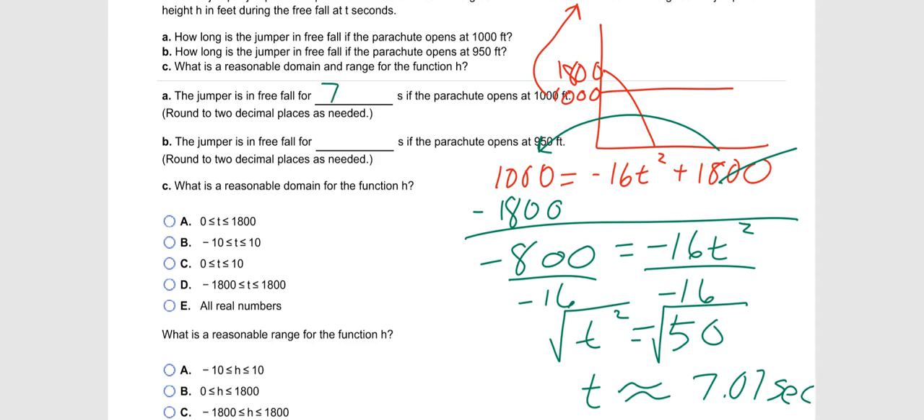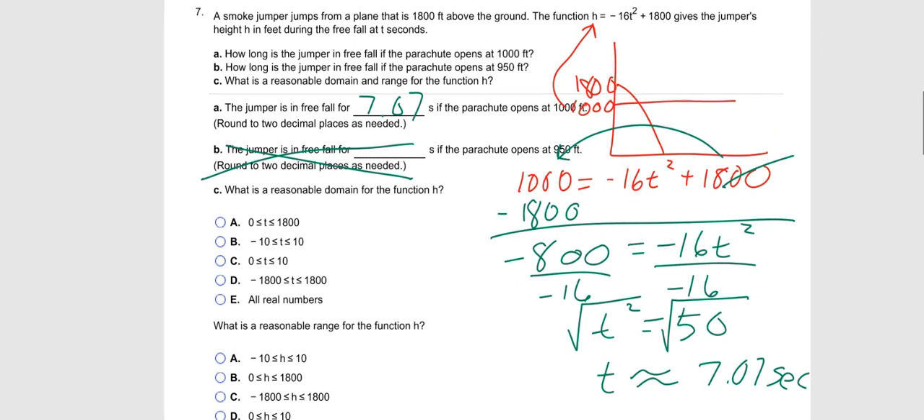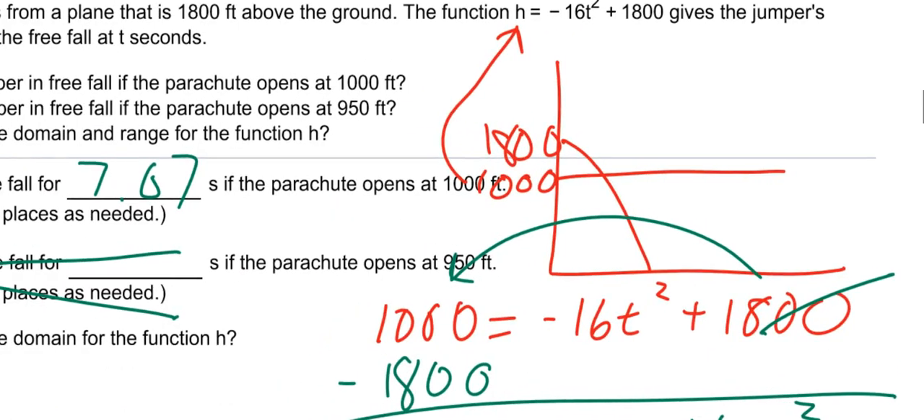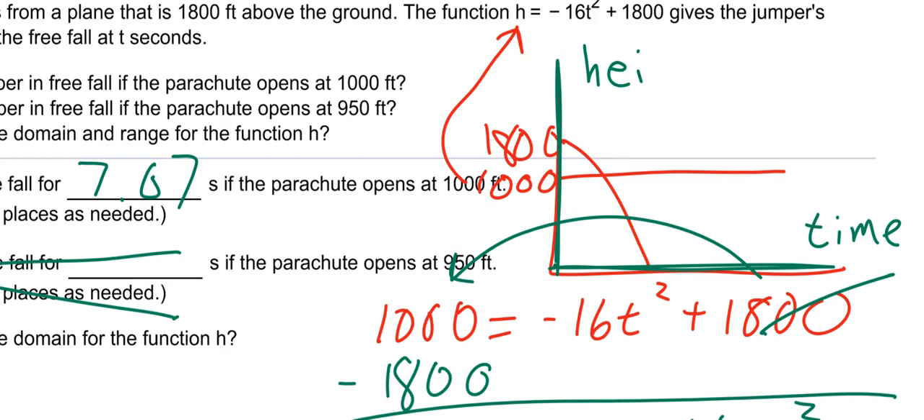Alright, 7.07. I'm probably going to only ask you one of these questions. I won't make you do the other one. There's no point to that. Part C, though, says, what's a reasonable domain for the function? Okay, so if you look at my graph, along the x-axis, I have time, and along the y-axis, I have height.